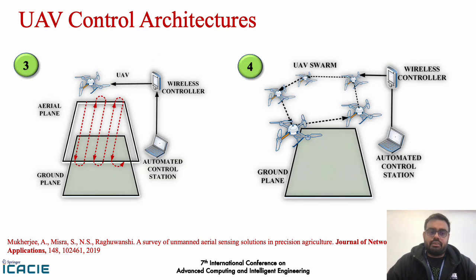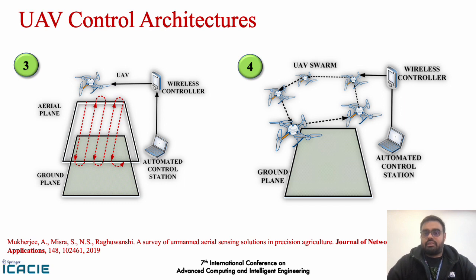The third architecture is where the whole system is automated. There's no human involved in the control of the UAV's flight path. It can work based on some predefined GPS locations or some sensing parameters or some environmental parameters. That basically depends on what's the end goal of that architecture.